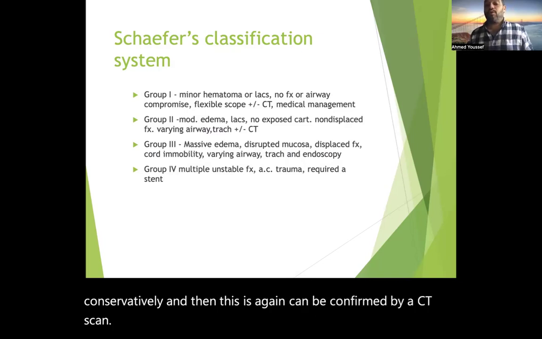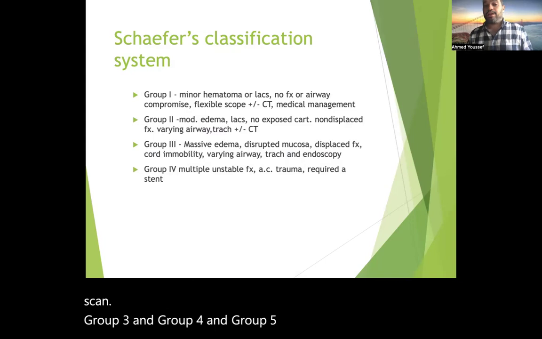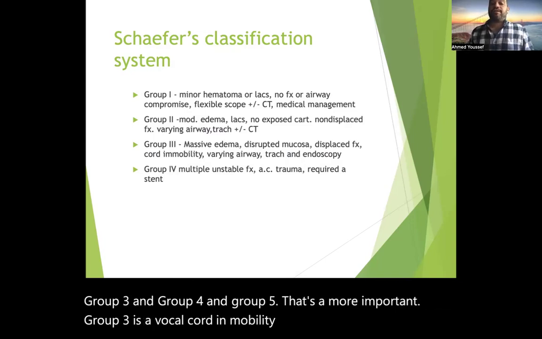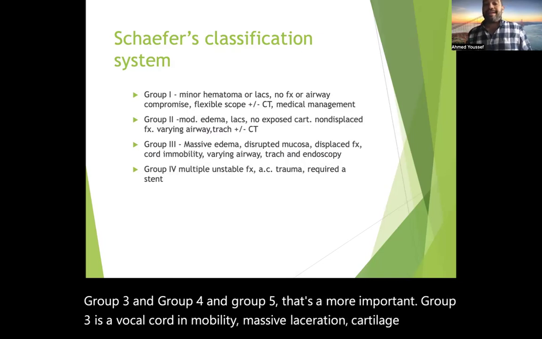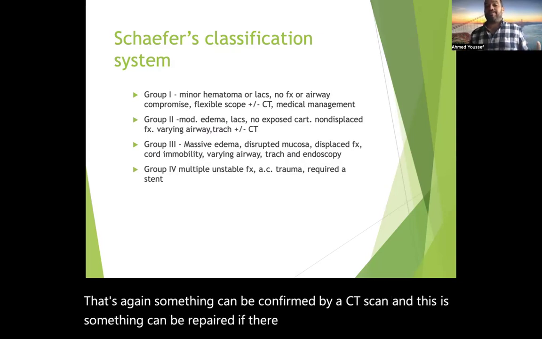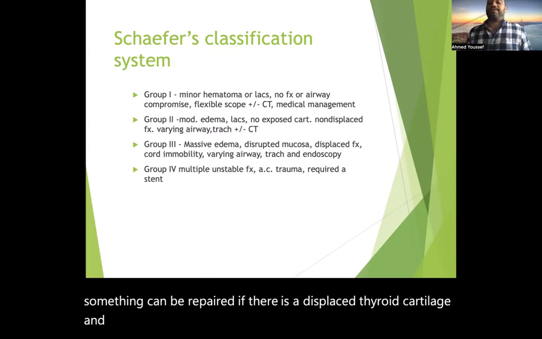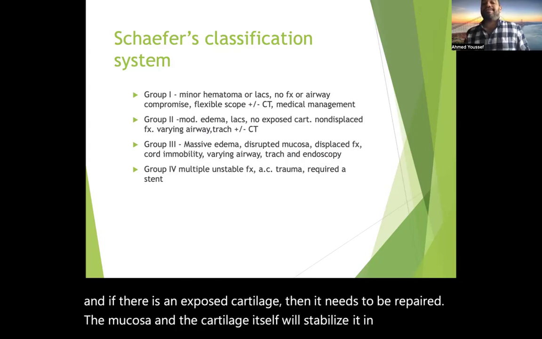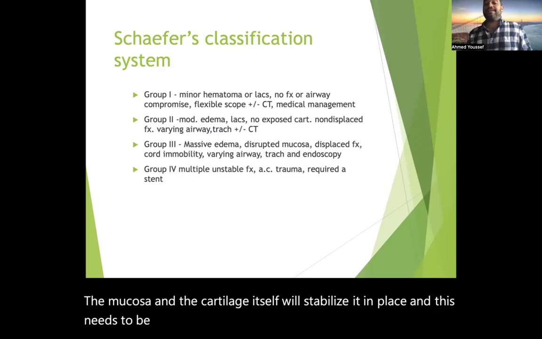Group 3, Group 4 and Group 5 are the more important ones. Group 3 is vocal cord immobility, massive laceration, cartilage exposure. That's again something that can be confirmed by a CT scan, and it can be repaired if there is a displaced thyroid cartilage. If there is an exposed cartilage, then it needs to be repaired, the mucosa and the cartilage itself, and stabilized in place, and that needs to be explored. Again, CT has to be done.